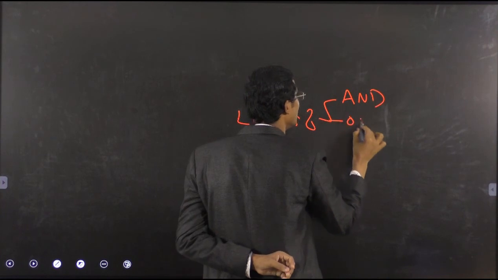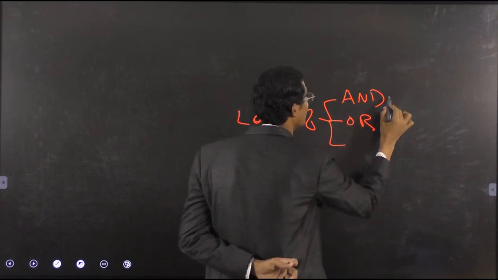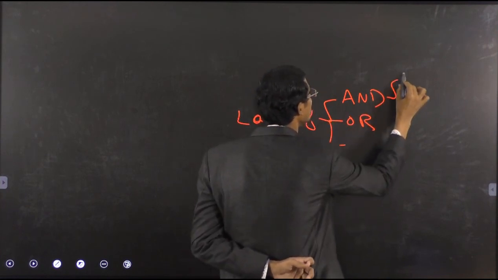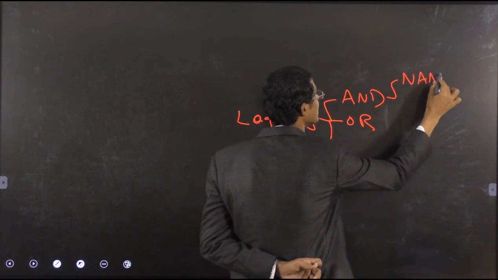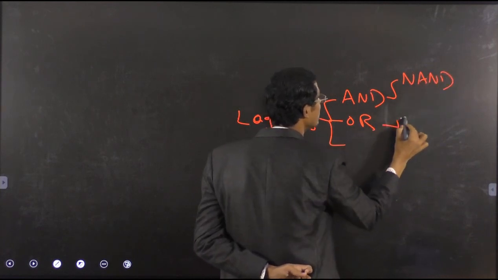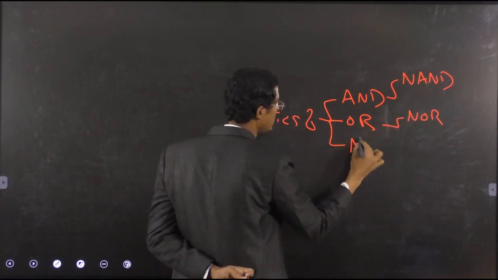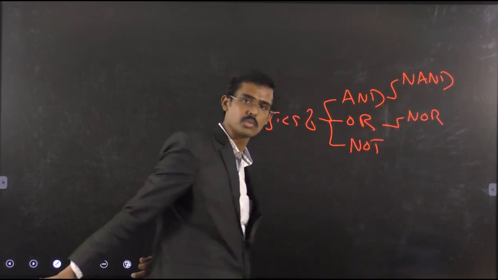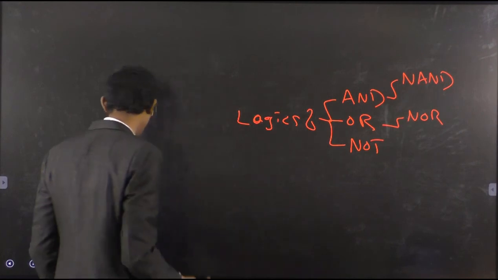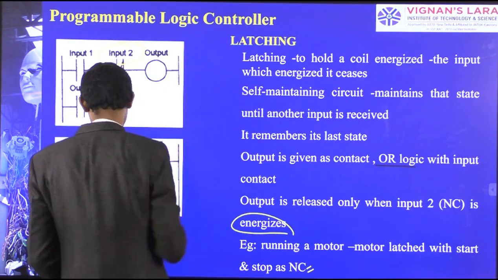AND, OR. This I have divided into NAND function. This I have divided into NOR function. And lastly we have seen about the NOT functions also. So this is how we have completed the summary.